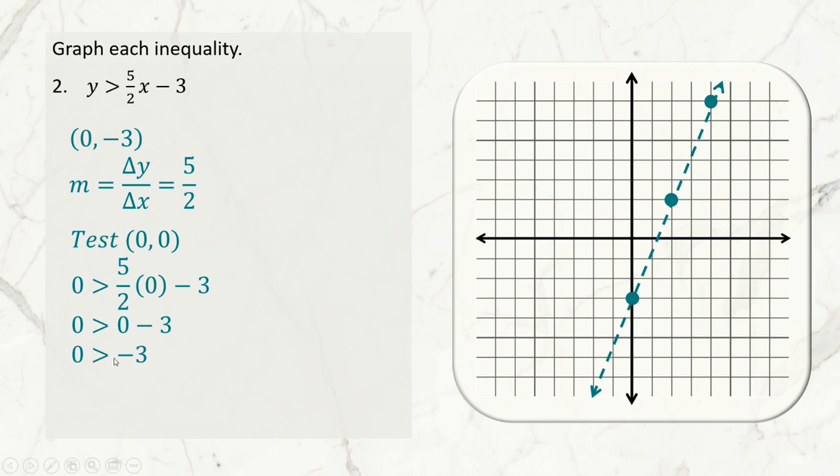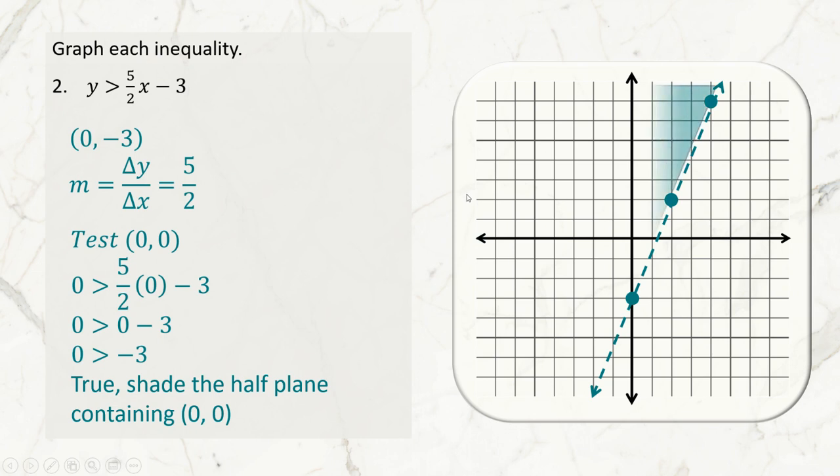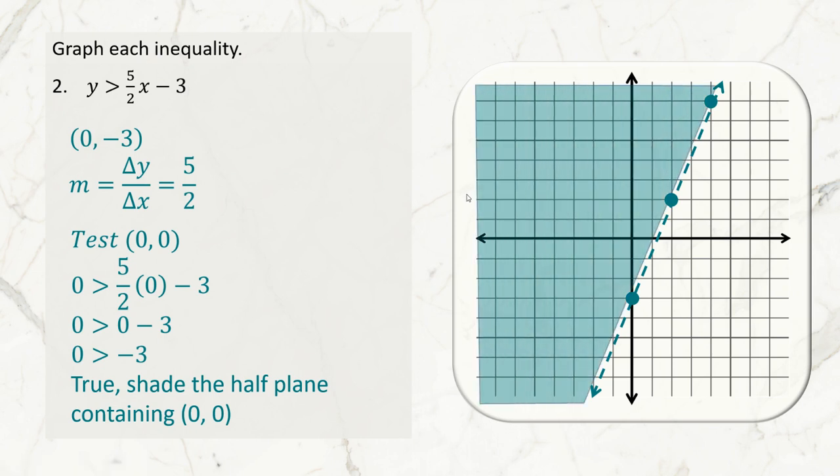Is 0 greater than negative 3? Okay. 0 is, in fact, greater than negative 3. Okay, so that would be true. So we want to shade the half plane that contained our point that we tested, 0, 0. So 0, 0 is here. We want to shade this side of it right here. There's the shading. Okay, and that's it for this first section of notes, guys.